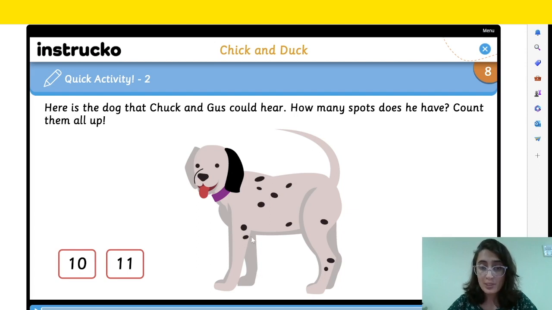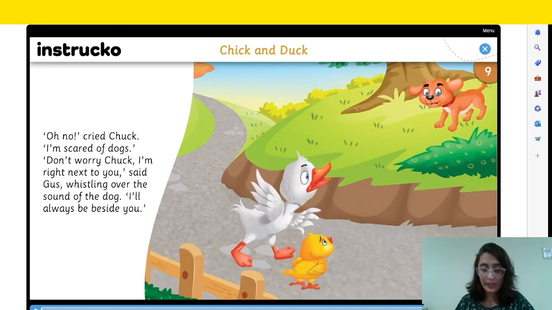So this is the first spot. 1, 2, 3, 4, 5, 6, 7, 8, 9, 10 and 11. So the dog has a total of 11 spots on its body. Okay. So should we mark the answer as 10 or 11? 11. Correct. So 11 is the right answer. Now let's continue with the story.